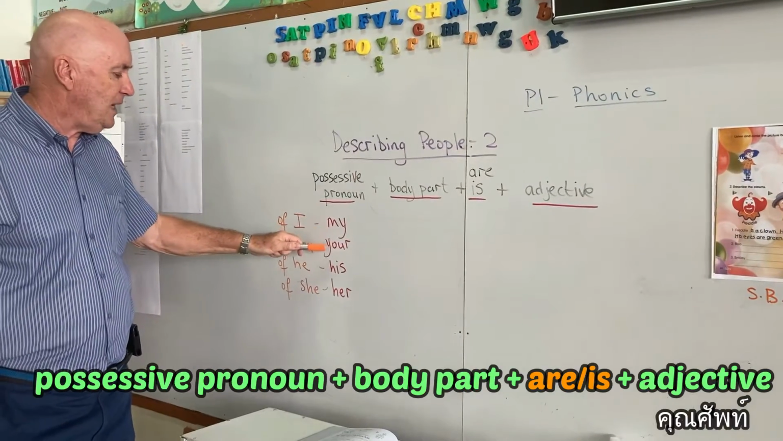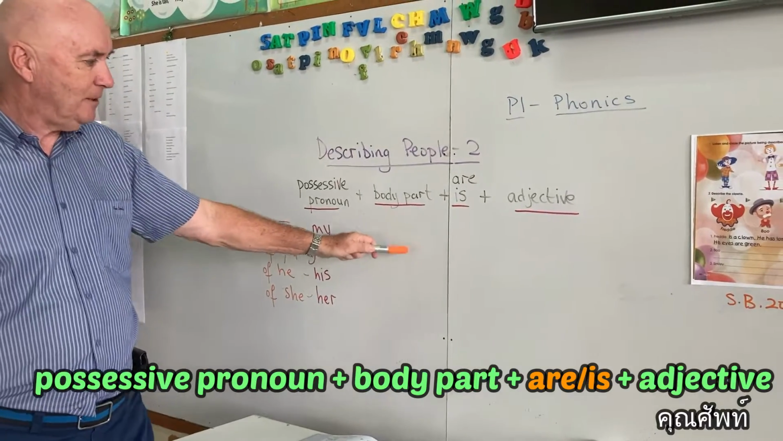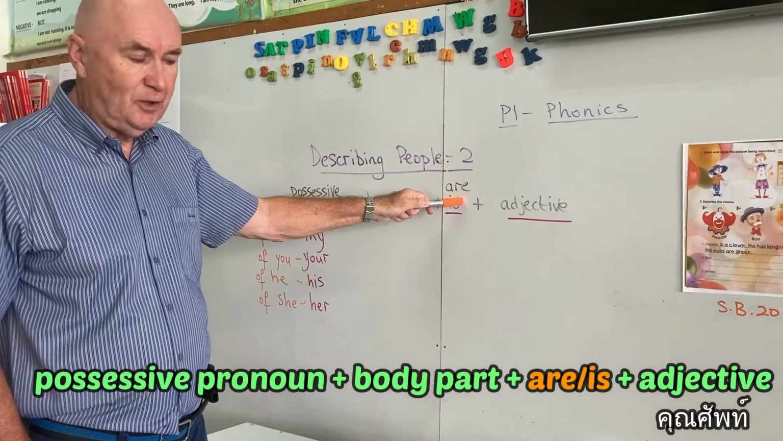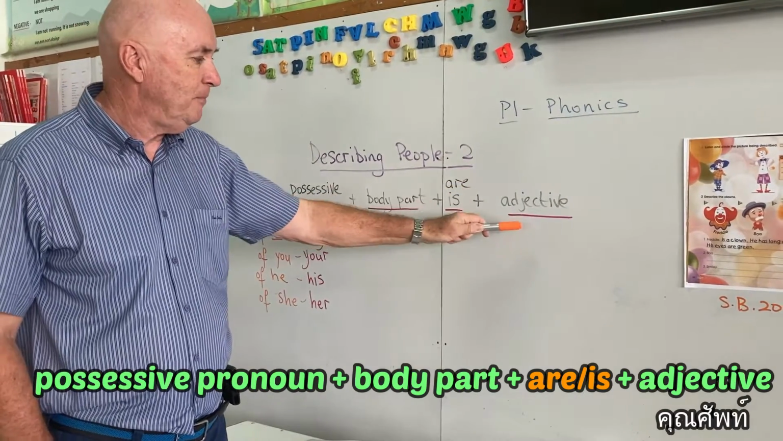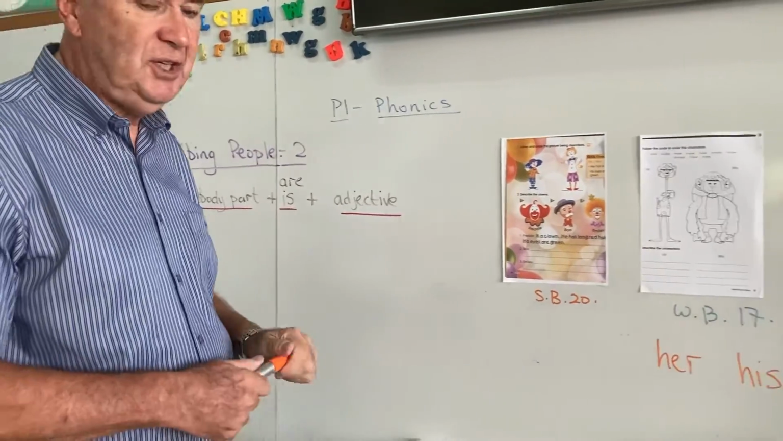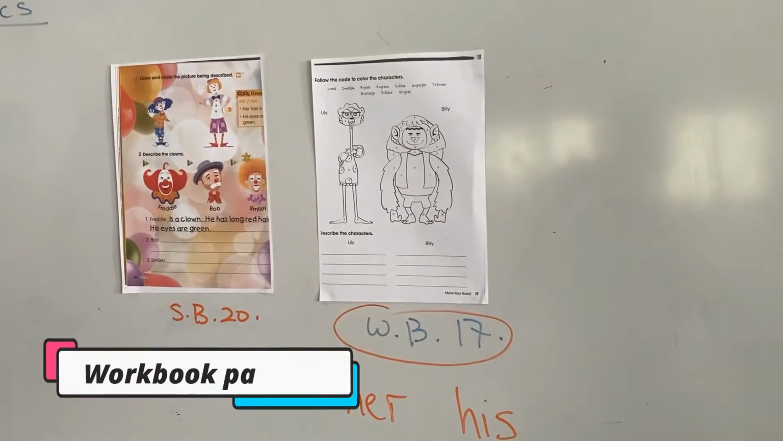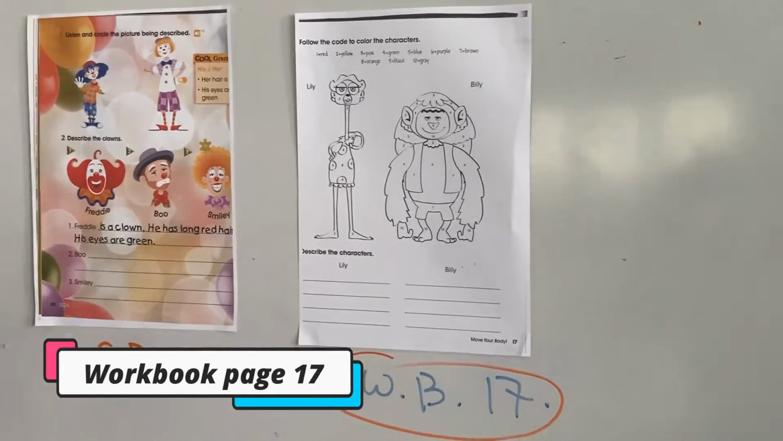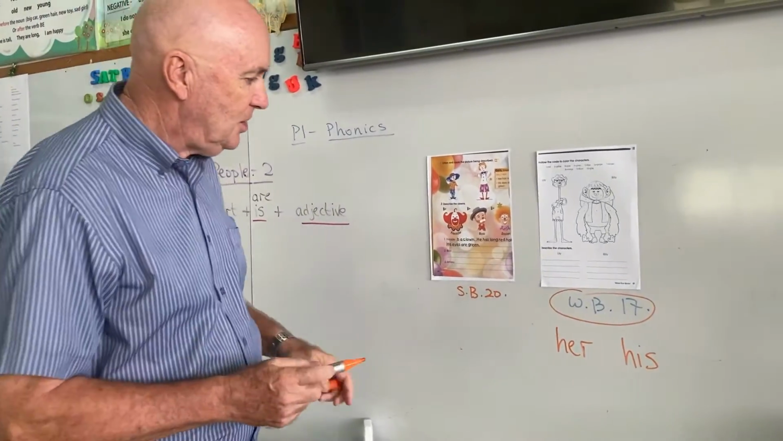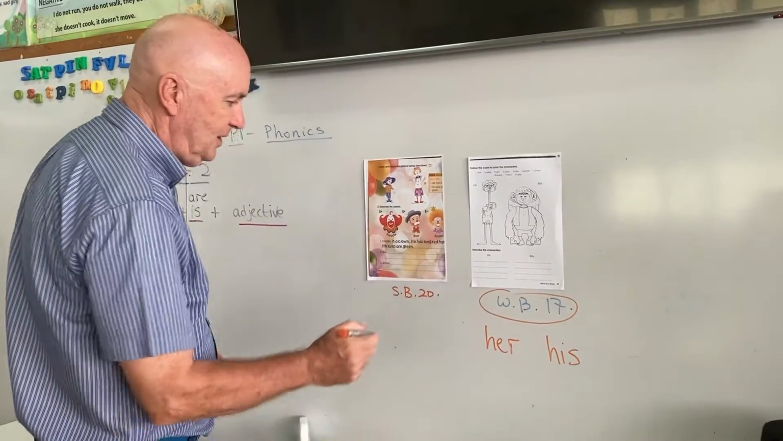We use my, your, his or her. The body part, is for one or are for 2, like ears or legs or eyes, and then the adjective, the colour. So let's see if we can do this for workbook page 17. Now you coloured this already, okay? So let's see if we can do 4 things for Lily and 4 things for Billy.